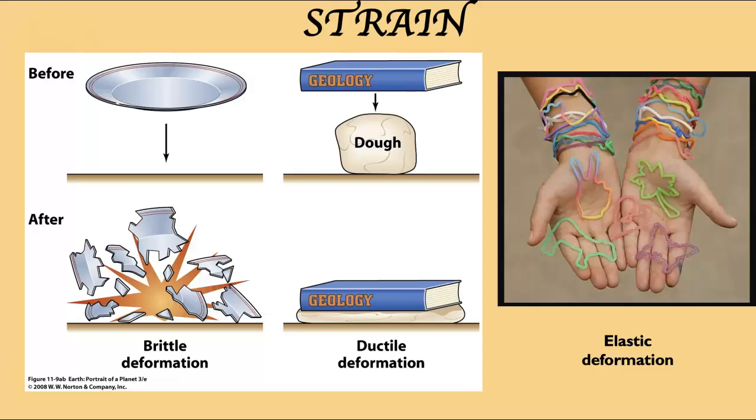Here's a little visual summary of these three kinds of strain. On the left, we have the plate before brittle deformation, and then it gets dropped, and then afterwards it's in two or more pieces. In the middle, we have some gooey dough that somebody puts their geology book on top of. I have no idea why. And that dough is now ductilely deformed, and when we remove the book, it's not going to bounce back up into its original shape. Finally, elastic deformation is shown on the right. You guys probably remember these things called silly bands that you can stretch and put on your wrist, and they change shape, but once you take them off, they return to their original shape.